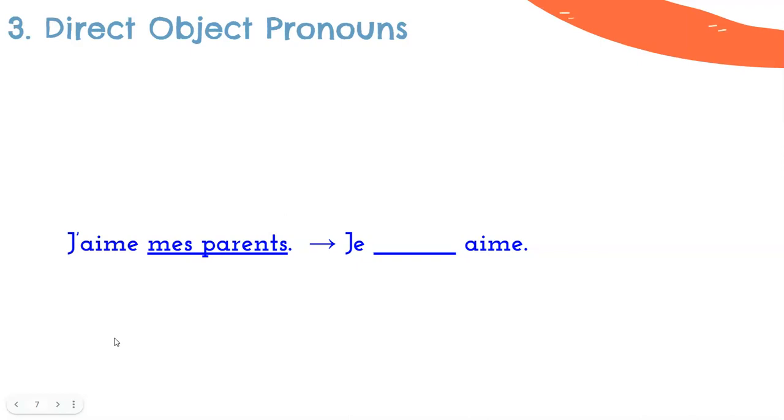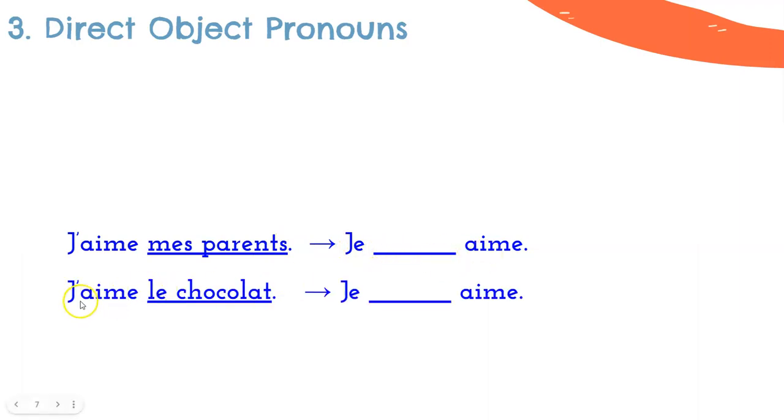Let's take a look at some of these in action. So one example we have is j'aime mes parents, je blank aime. So we could change it from I love my parents to I love them. J'aime le chocolat. Je blank aime. I like it. Right.